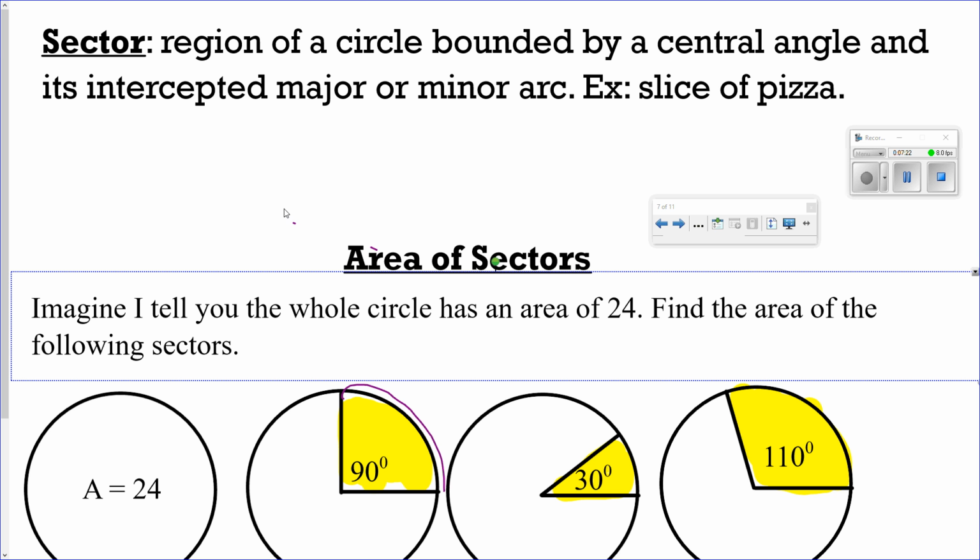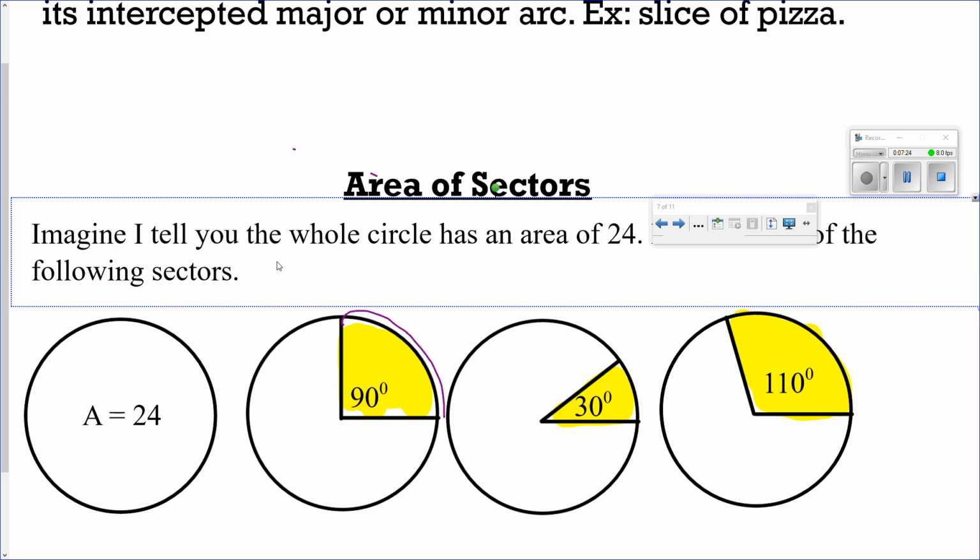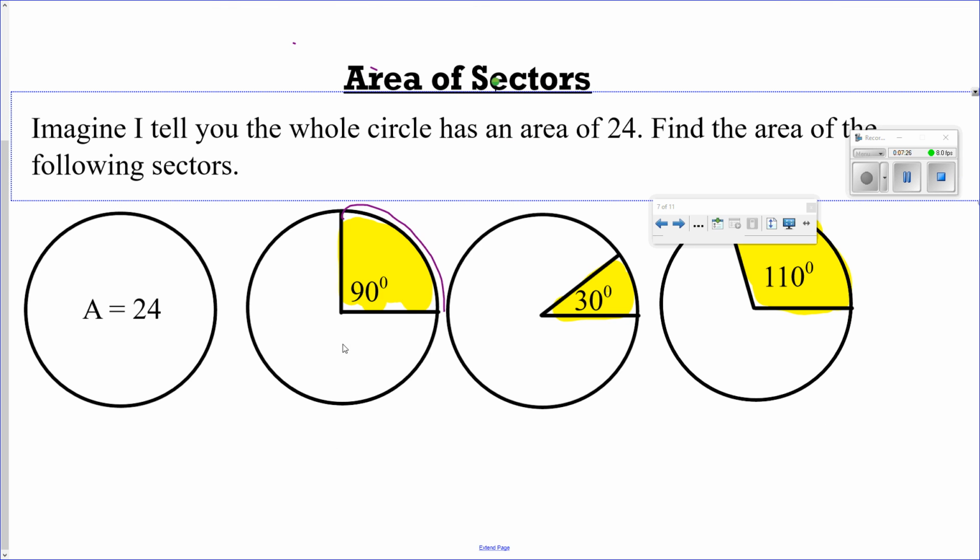So imagine I tell you the whole circle has an area of 24. Find the area of the following sectors. Well, how much of the circle is this 90 degrees? Isn't it 1/4? So it's going to be 1/4 the area of the original circle. So 1/4 of 24, which would be 6.